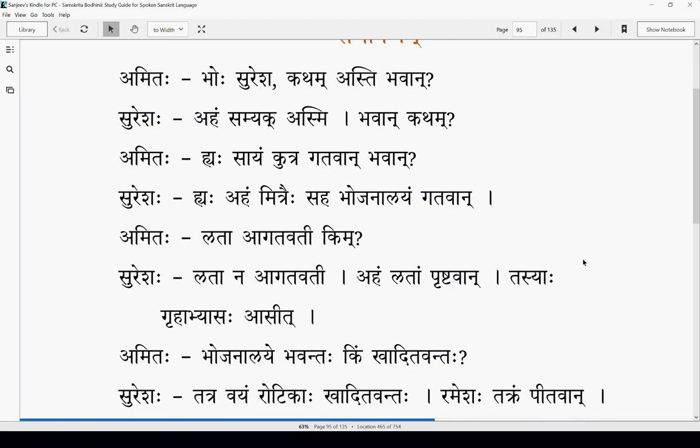We are using either He or Bhoho, or there are other addressing words like Bhoho, He, which are possible in Sanskritam, like Ai, Aho. But generally, at least in the beginning, we use He or Bhoho. Then Suresha, here it is Sambodhanam. And then Katham Asti Bhavan. Katham, how are you? Aham Samyak Asmi. Samyak is, what is it? Avayam. Aham, Avayam is Avayam, and Samyak means good. I'm well, fine. Suresha, Aham Samyak Asmi. Bhavan Katham. Okay, next.